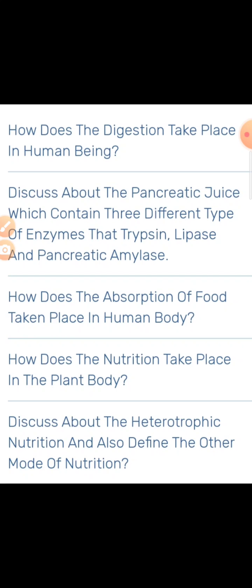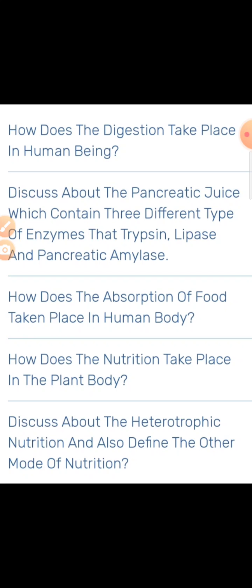After that, you have to mention about the liver, the largest gland in our body, which is secreting the bile juice, which is helping in the digestion of fat by breaking it into small globules of fat, which is known as emulsification. And bile juice is making the medium alkaline in the small intestine, and that is helping the intestinal juice to help in the digestion of food. This you have to mention in this point.